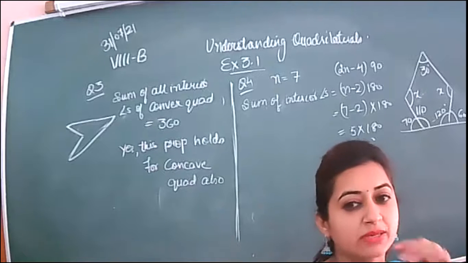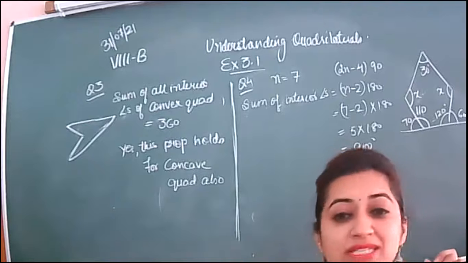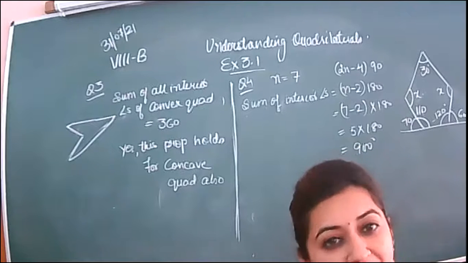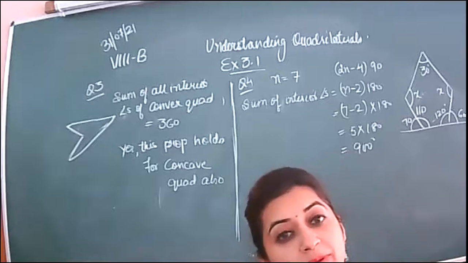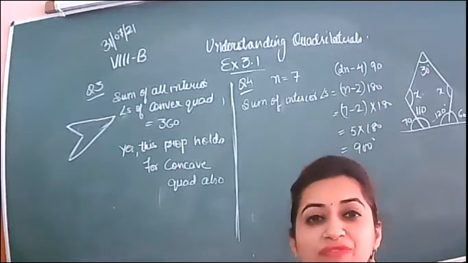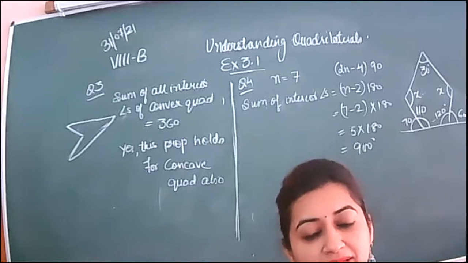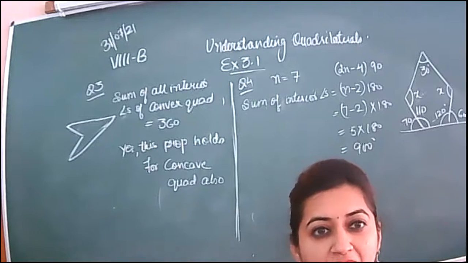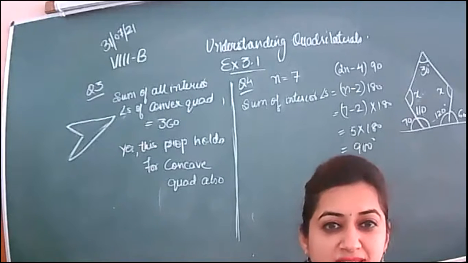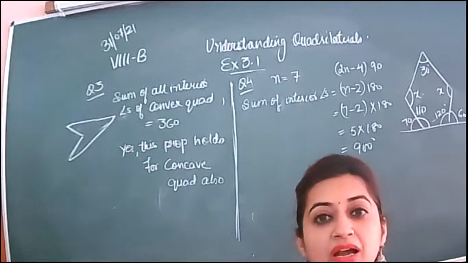Why will it be 360, beta? Because we know that the sum of all the exterior angles of a polygon is 360. The sum of the exterior angles of any polygon is 360. It's not only for the quadrilateral or for the triangle, it's for all types of polygons. So for all types of polygon, the sum of exterior angles is always 360. So you will have X plus Y plus Z as 360. Start the next part.